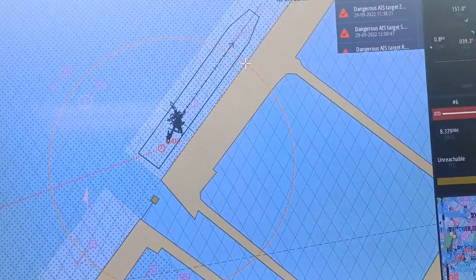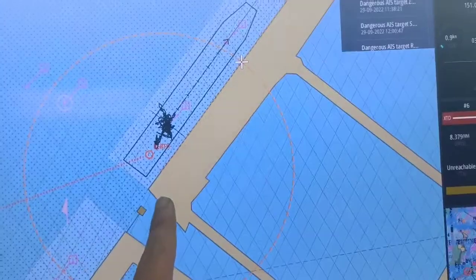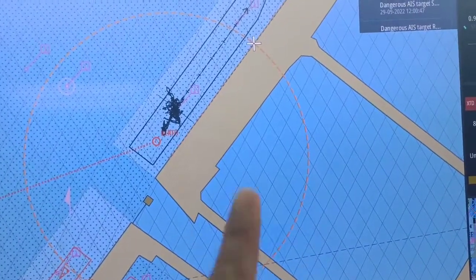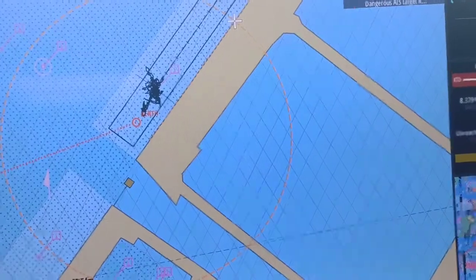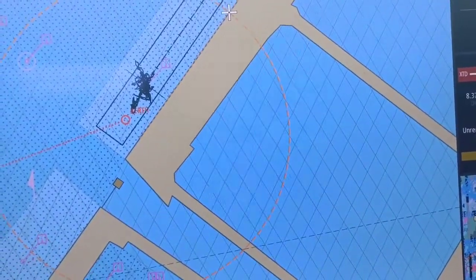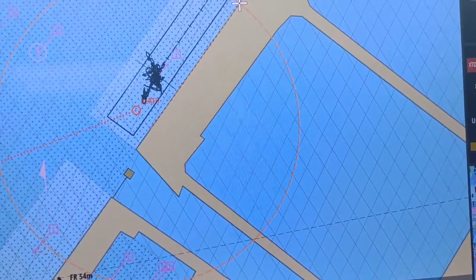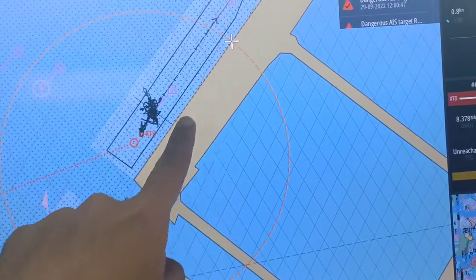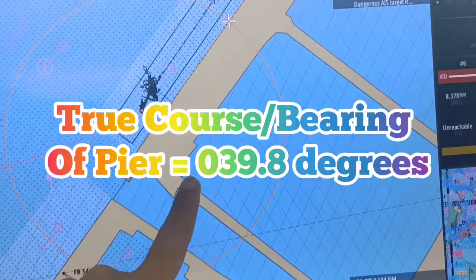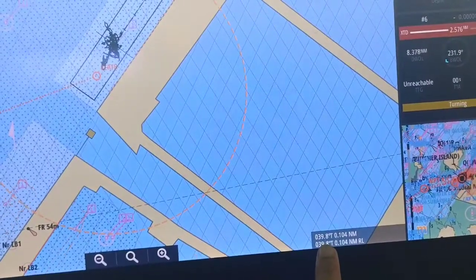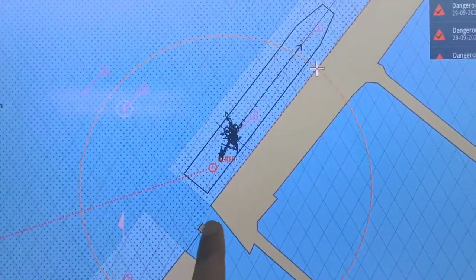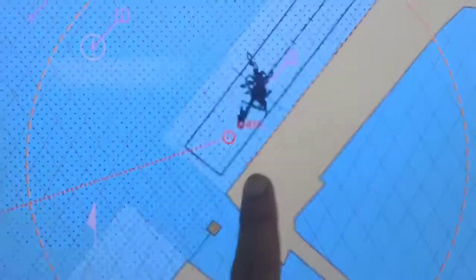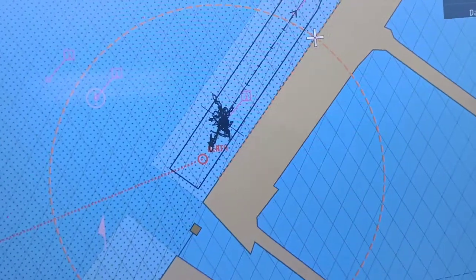Here on the chart you can see I already put a VRM and EBL. This is a combination in our ECDIS. Some ECDIS will show only EBL, but in our case, on this ECDIS, it's a combination of VRM and EBL. So I measured this pier, guys. The true course of this pier is 039.8 degrees true. This is from the chart. This is the true bearing from here. Let's say for example I put it from there. That is the true bearing.